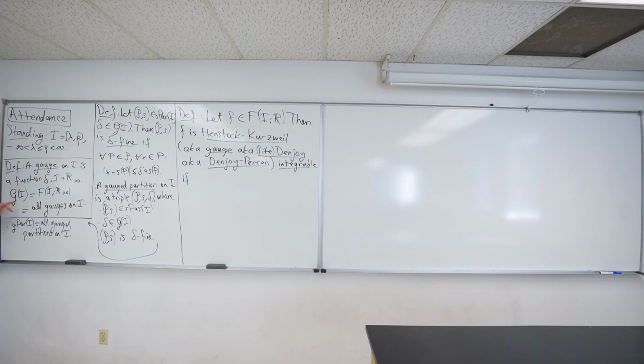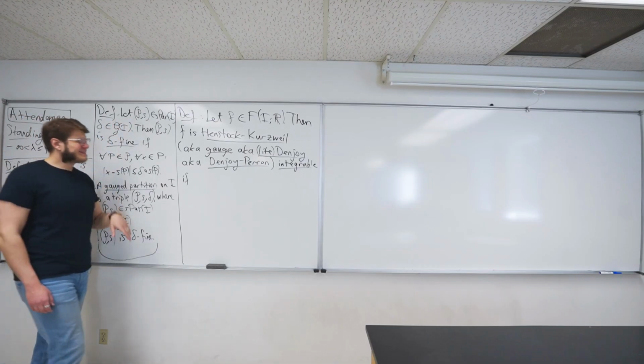OK. So instead of writing this longer expression, I want to think of gauges as sort of a specialized type of functions. So I'm going to denote the collection of all gauges on I as curly G of I.